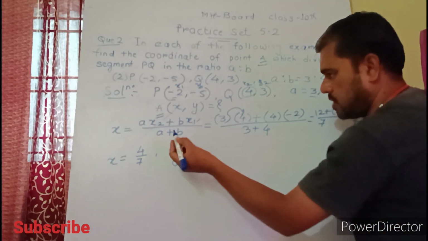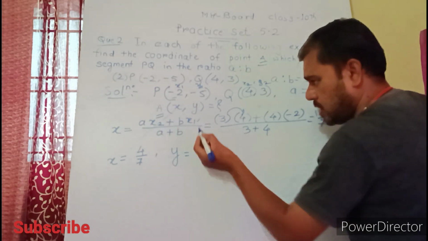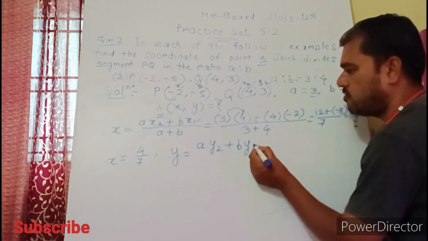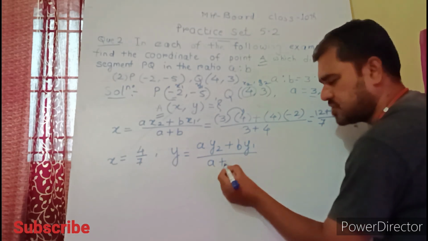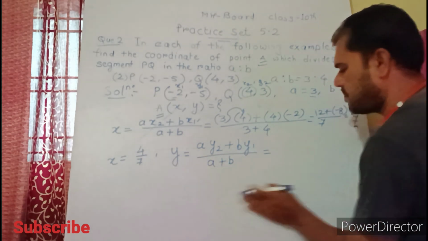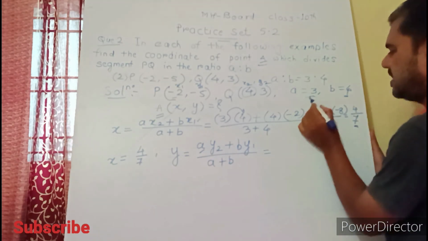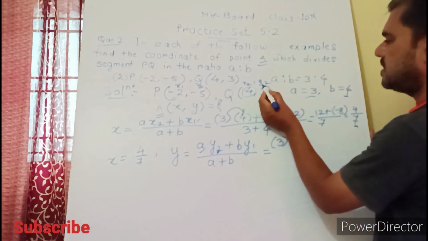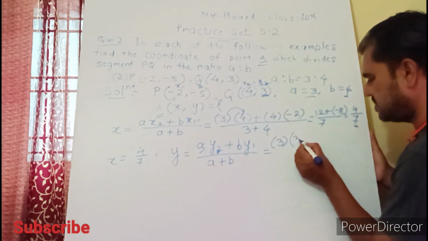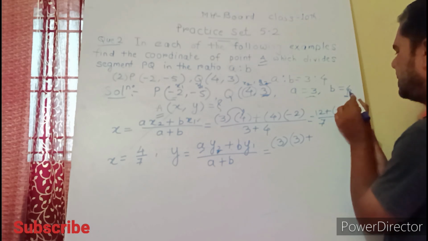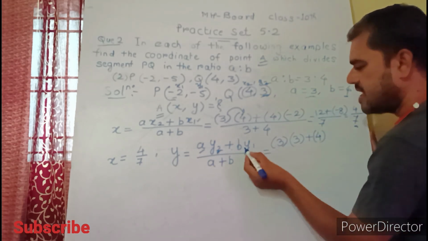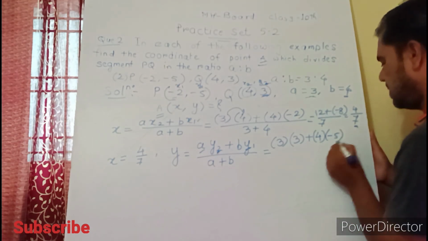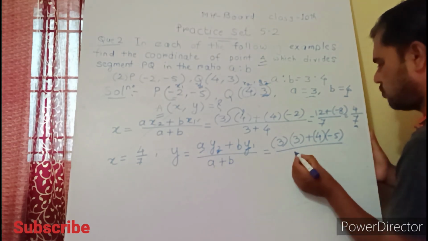Now the value of y can be calculated by the same formula, by putting y2 and y1, that is a y2 plus b y1 divided by a plus b. Now by putting these values, the value of a is here 3, put 3. The value of y2 is 3, put 3 instead of this y2, plus the value of b is 4, put 4 instead of b, and the value of y1 is minus 5, put minus 5 here, divided by 3 plus 4.